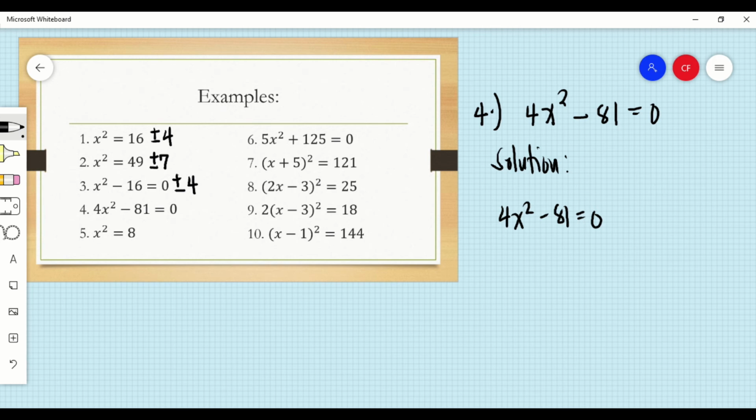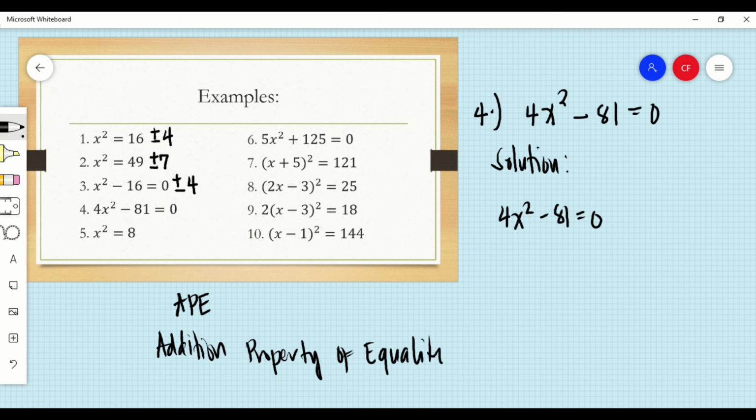Okay, again, pag sinabing APE class, elaborate ko lang po ito. Is addition property of equality. Ito po yung ibig sabihin ng APE. Okay, so ginagamit yung APE para mag-eliminate ng constant or any numbers or variables within the equation. Okay? So, goal natin ma-eliminate yung constant of the equation dito sa 4x squared minus 81 equals 0.